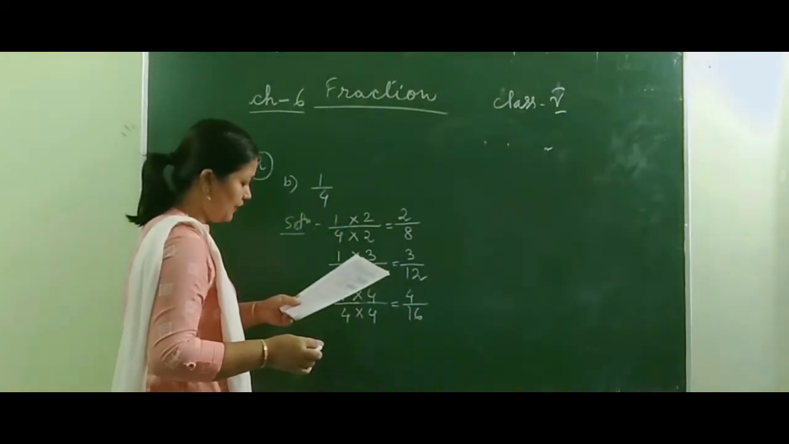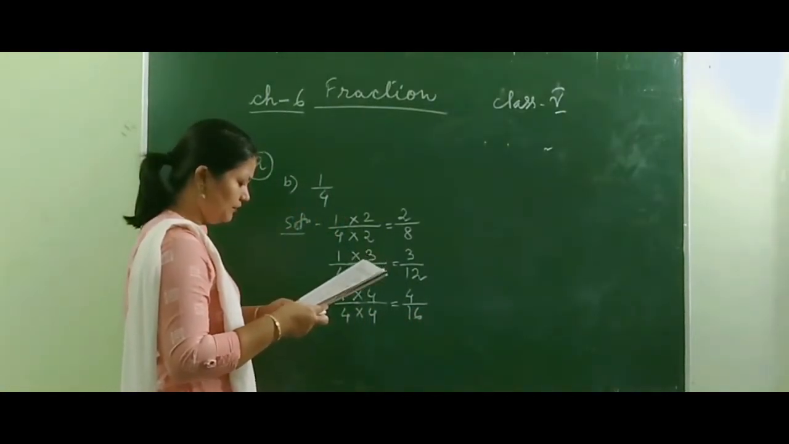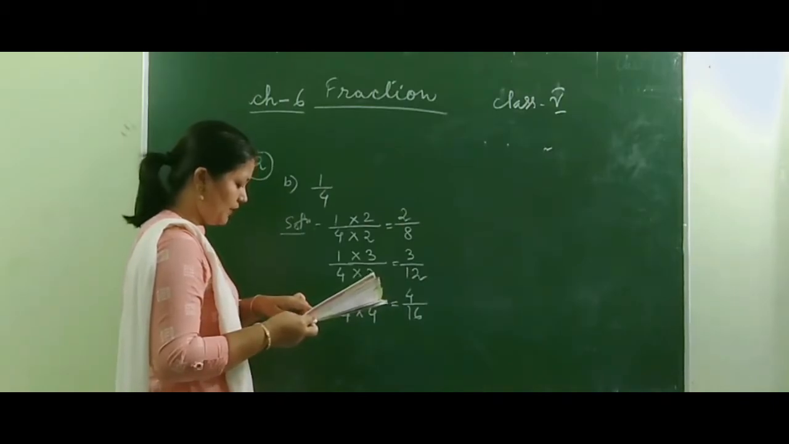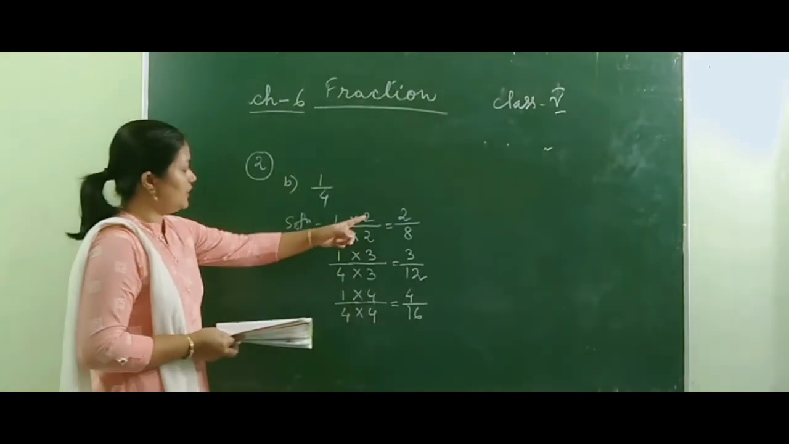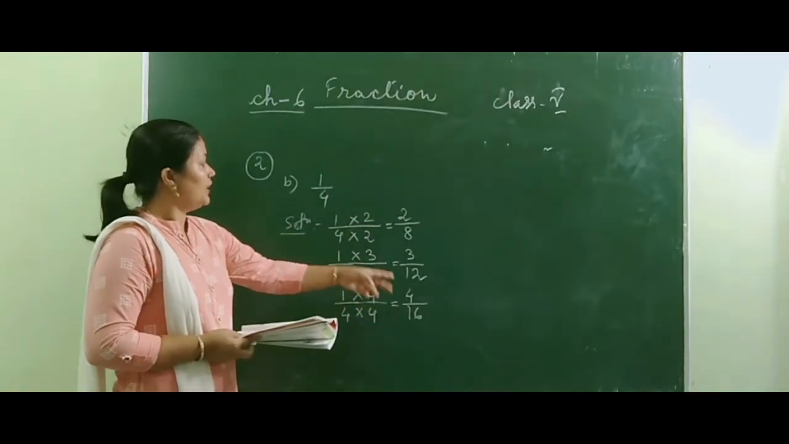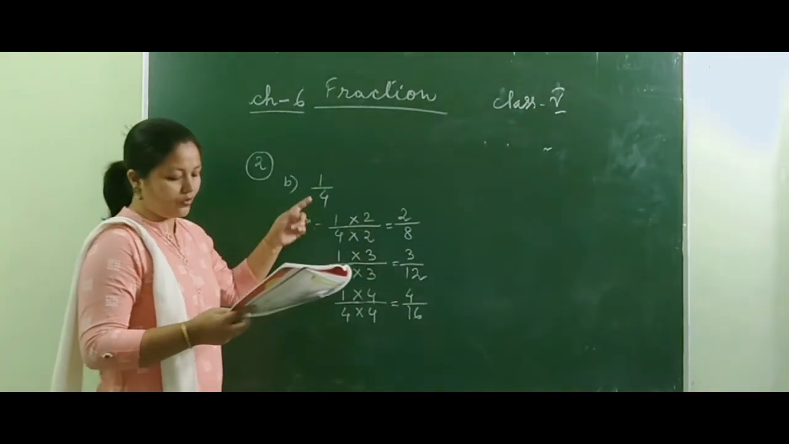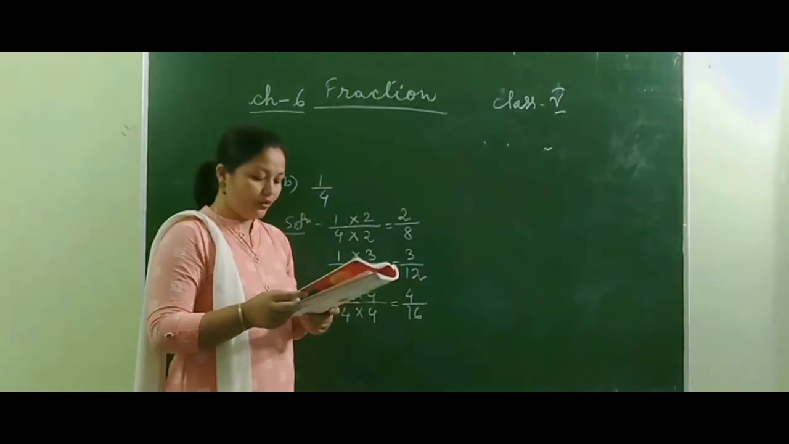So how many we have to find out? We have to find out by 2, 3 and 4. So I have 2, 3 and 4. So these 3 are the equivalent fractions of 1 by 4. So remaining one, I think you can do it yourself.